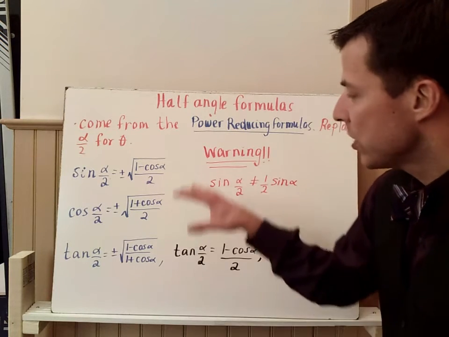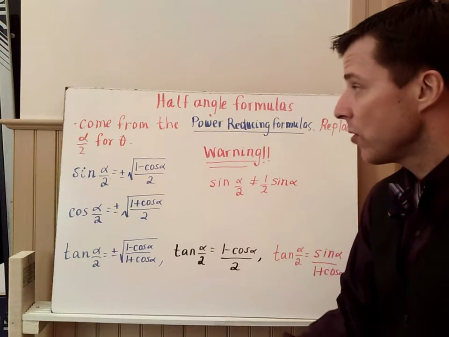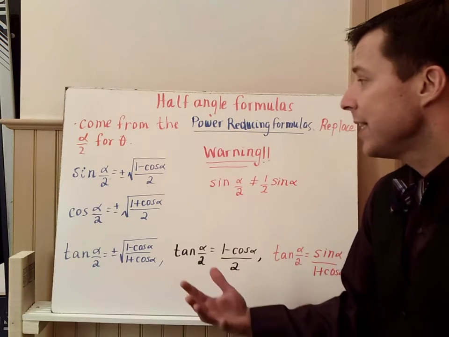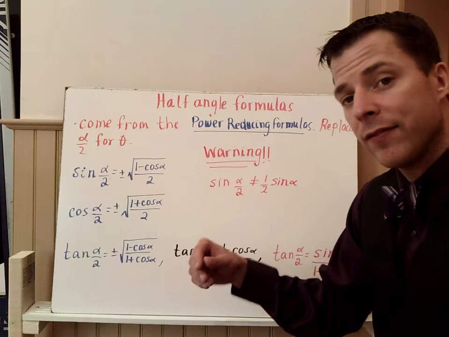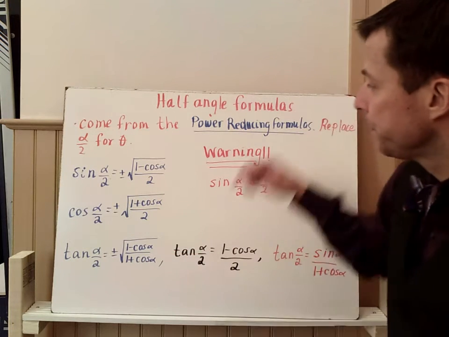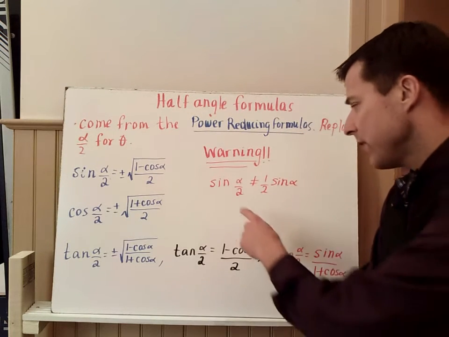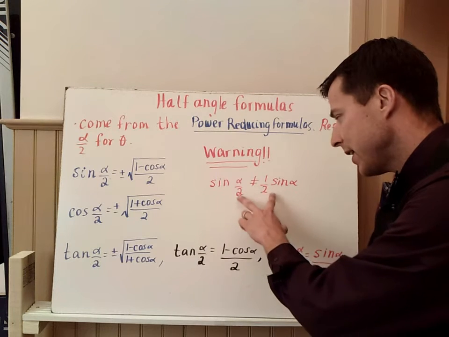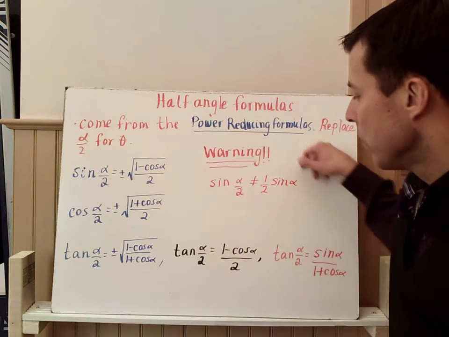What we're going to do today is apply these formulas to find different angle measures, or what we call half angles. The idea is that if you know a full angle, you can figure out the exact value of the half angle. And just as a warning, the sine of alpha over 2 does not equal this. A lot of people get this confused, so make sure you pay attention to that big warning here.